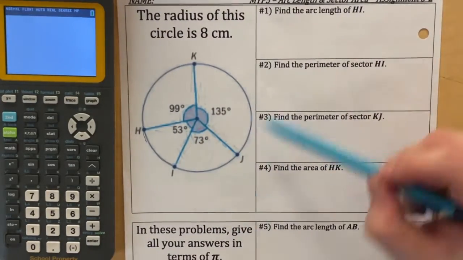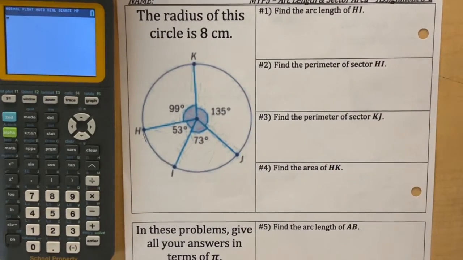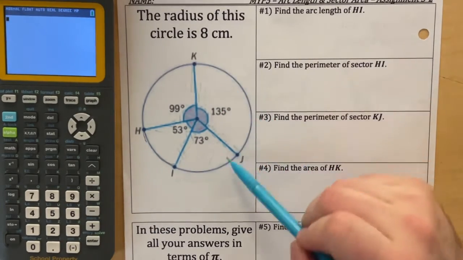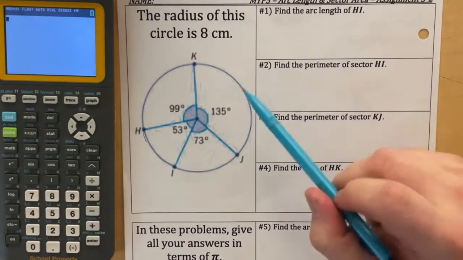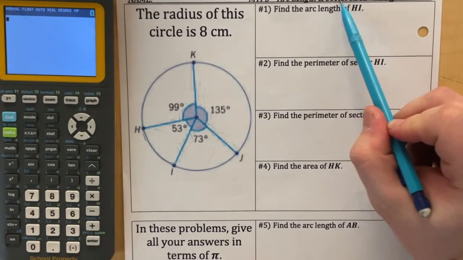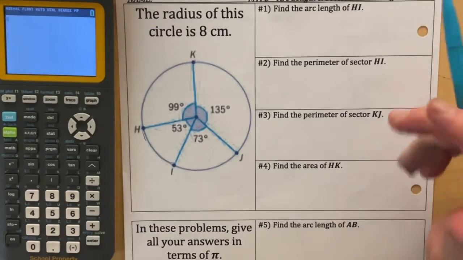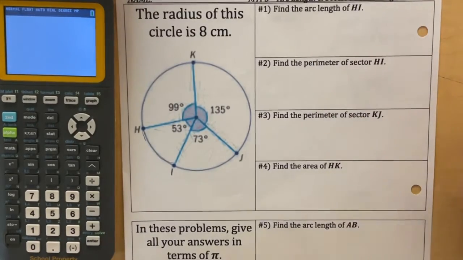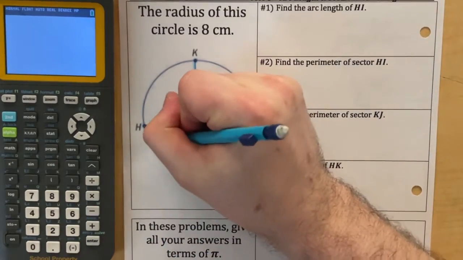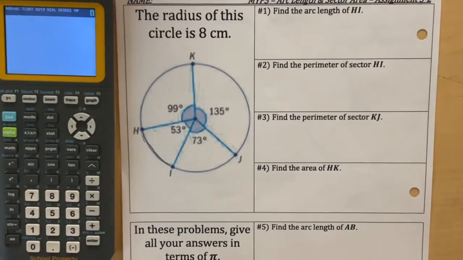So always working with those circles, make sure you can think of pizza. When we're talking about the arc length, we're talking about the crust. However, if we're talking about the area of a sector, we're talking about the actual slice. So in that first one, it says number 1, find the length of HI. And so we're talking about this length here from that curved part HI.